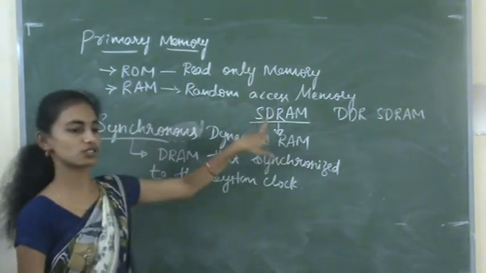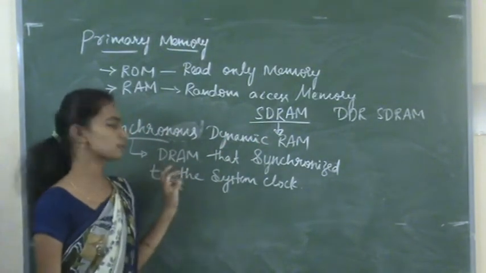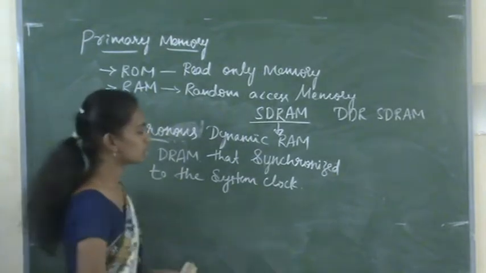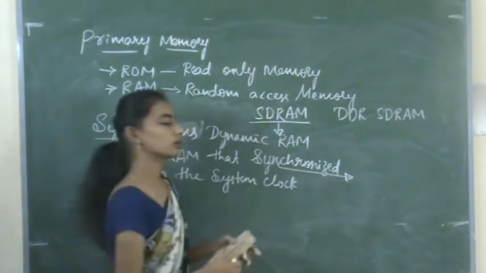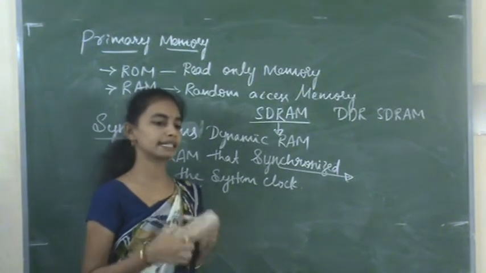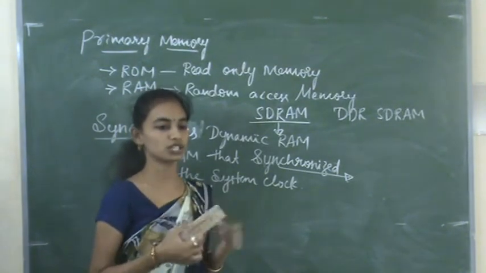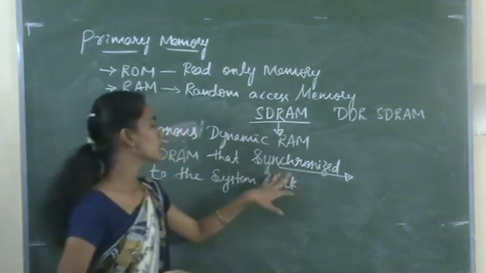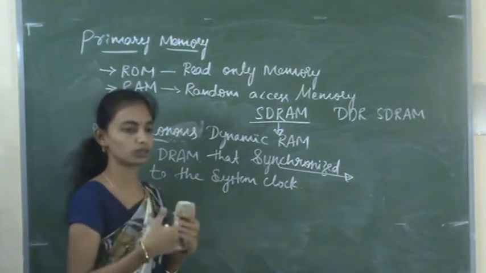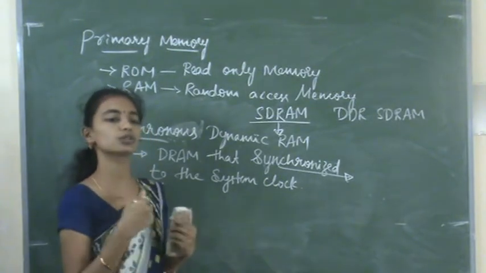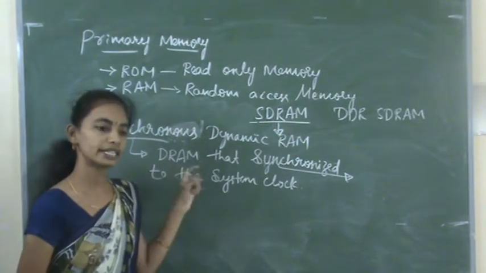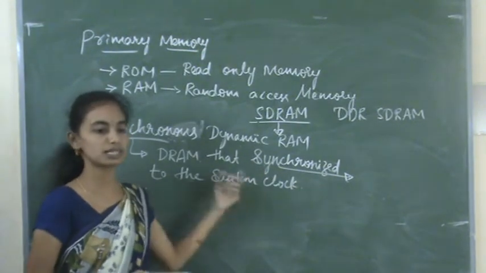What is meant by SDRAM? It is a special type of DRAM that is synchronized to the system clock. What is meant by synchronized? Performing operations at the same time or at the same rate. Performing operations at a given rate, we call it synchronized. So it is synchronized to the system clock. Whatever clock speed we synchronize in the system, according to that speed it will be performed.